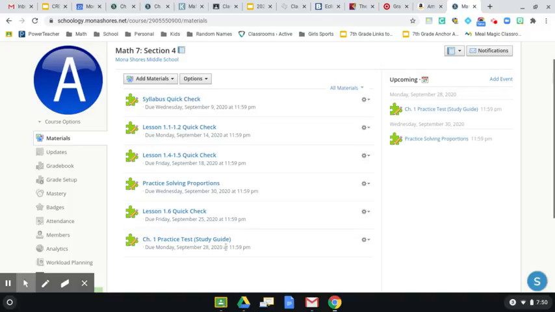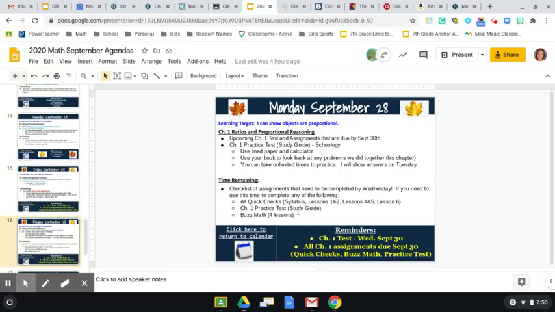Now, the study guide that you do today as well, this practice test, is also an assignment grade. So it's not just, well, I might try to do it and I might not, or maybe I don't want to do the study guide because I don't feel like I need it. You need to, because it's an assignment grade. So all the quick checks, the practice test today, the study guide, that all has to be in by Wednesday.